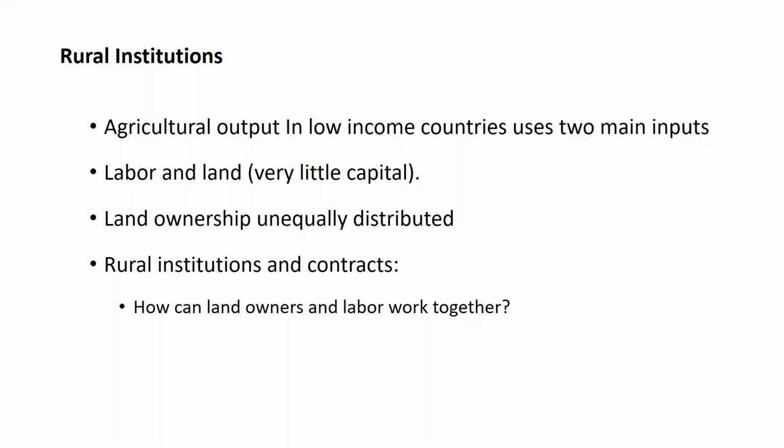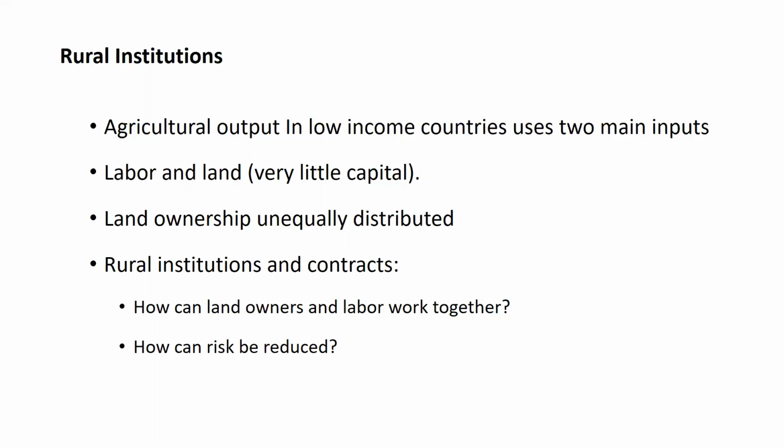So land ownership, typically as we saw, is not equally distributed. And so a rural institution or contract or any arrangement has to answer the question, how can landowners and labor work together and how are they going to distribute the output that they produce? And another important issue is dealing with risk associated with agricultural products.